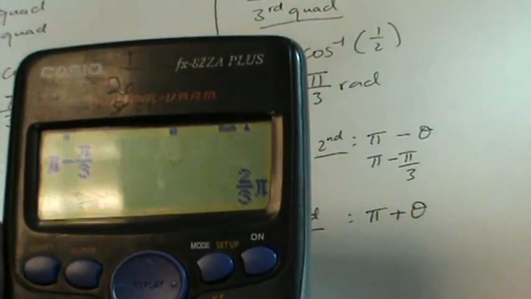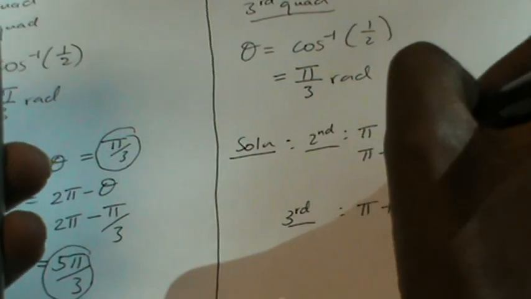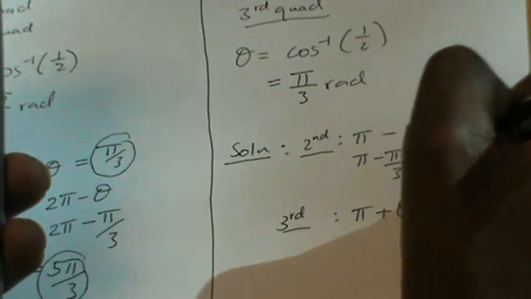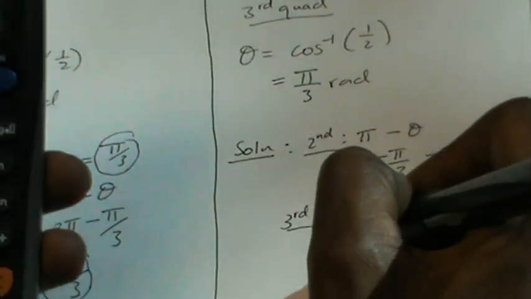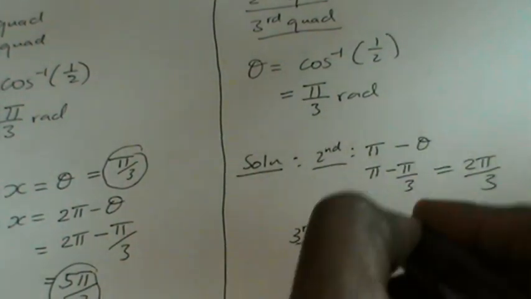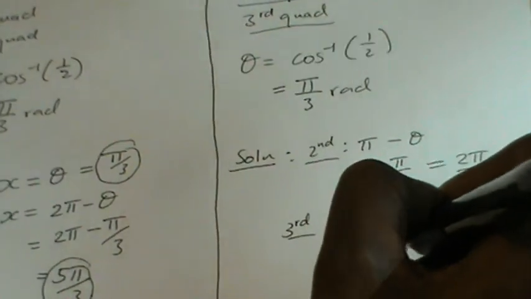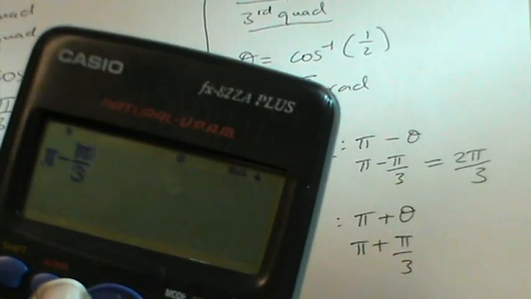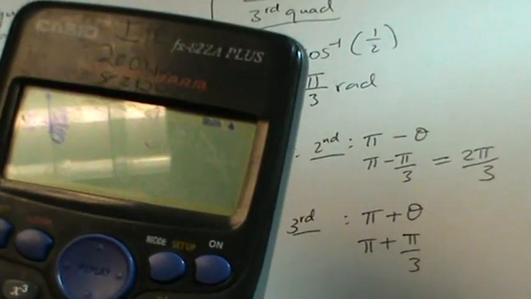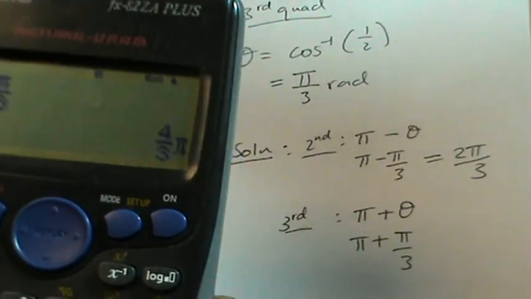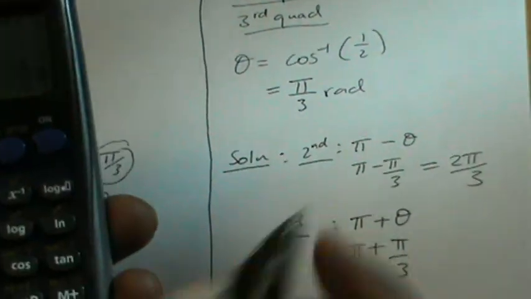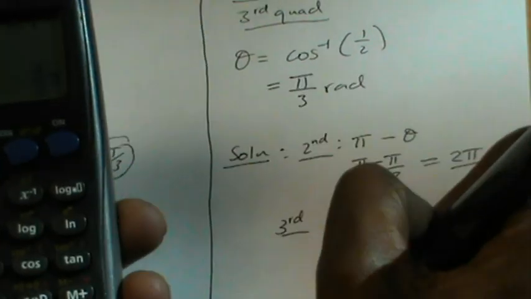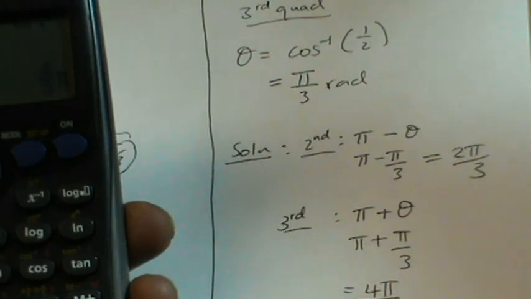Okay, so when you see it, I have pi minus pi over 3. When I work that out, it is 2 pi over 3. So this is 2 pi over 3. And then here for the third quadrant, this is pi plus pi over 3. Then again, you do this on your calculator. And pi plus pi over 3 is 4 pi over 3. So this is 4 pi over 3.